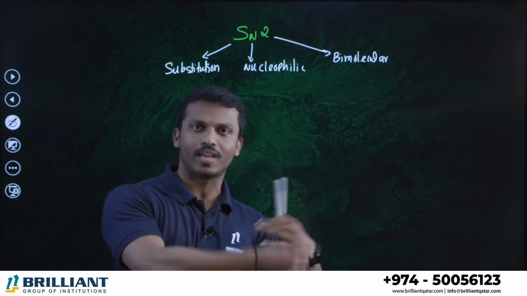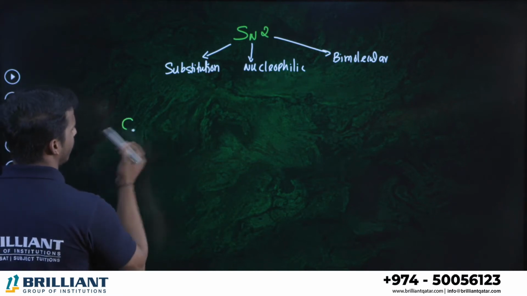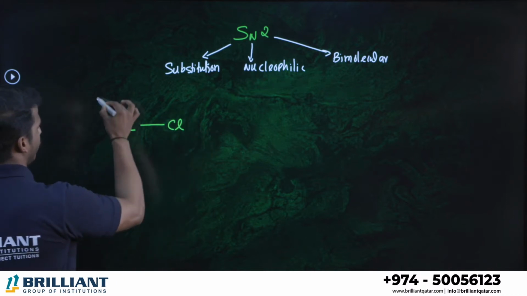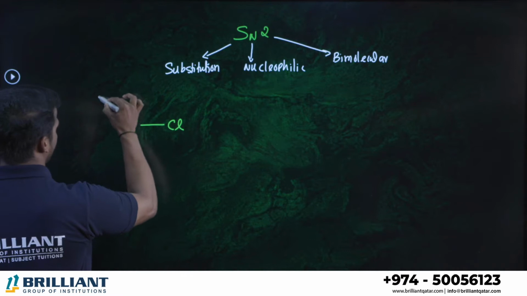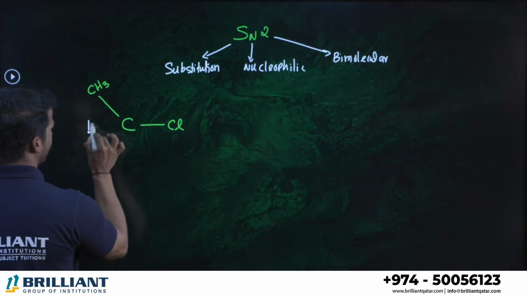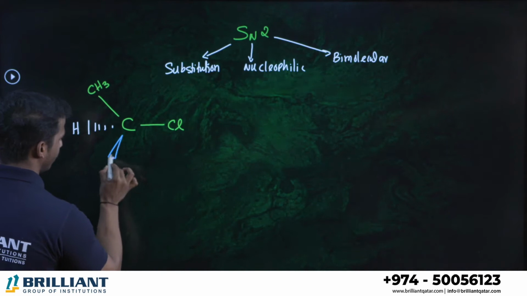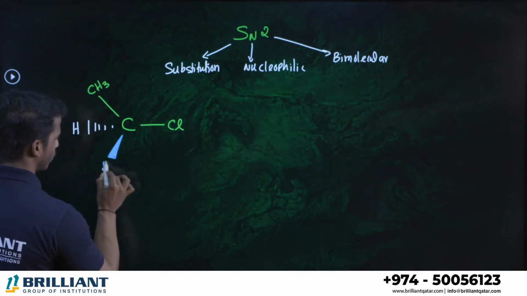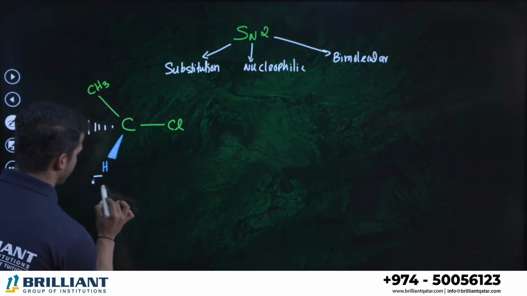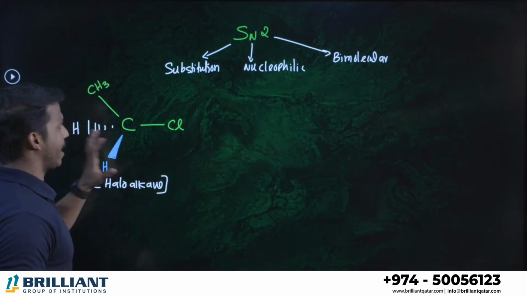how the halogen is leaving and the nucleophile is substituting. So, I'm taking one of the haloalkanes here, carbon, and there is a halogen. For example, I'm taking the halogen as chlorine. It is connected to different species. Suppose there is a methyl group. The remaining species I'm taking as smaller elements like hydrogen. Here again, the solid wedge one is also hydrogen. This is your haloalkane, one of the reactants.